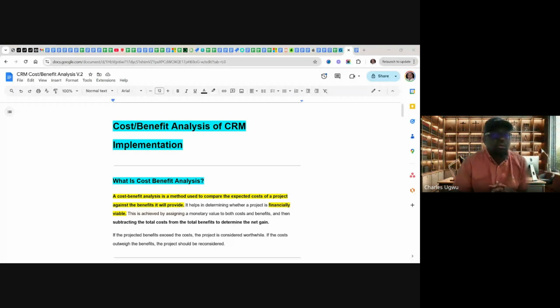Meaning that at least you have what we call break even. Once it's positive, you've had a break even and made some profit. But if it's negative, it means that you are not even breaking even.